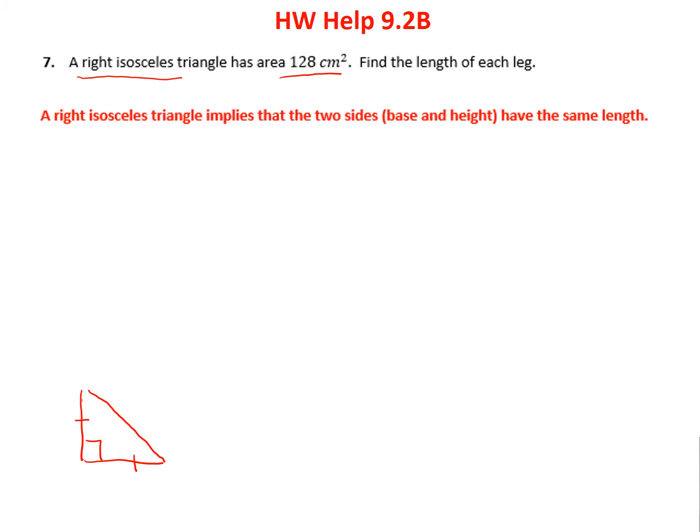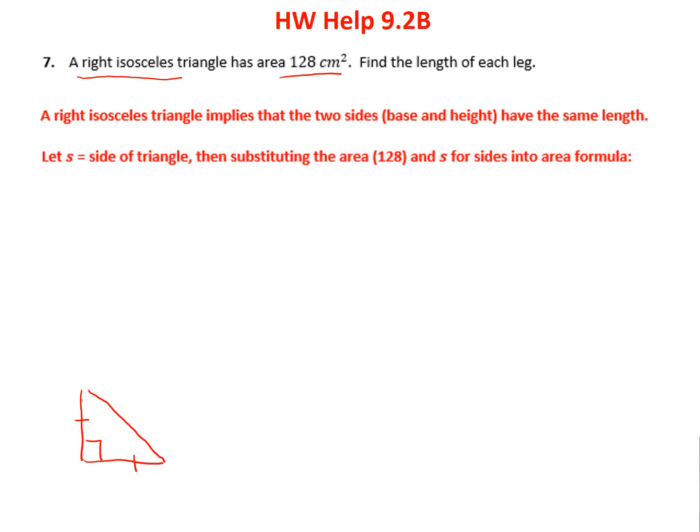So because it's a right isosceles triangle, the two sides, base and height, have the same length. So I'm going to let S be the side. So if this is S, then this is also S. And then if I substitute this into the area, remember the area of the triangle is 1/2 base times height. So the base and the height are both S, and the area is 128. I have this equation: 128 equals 1/2 S squared.